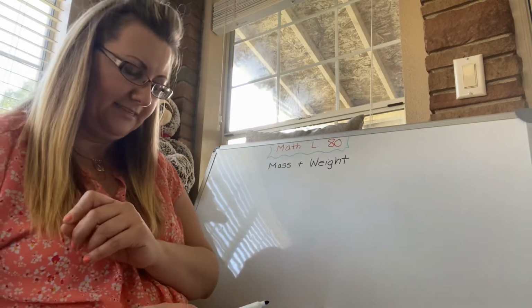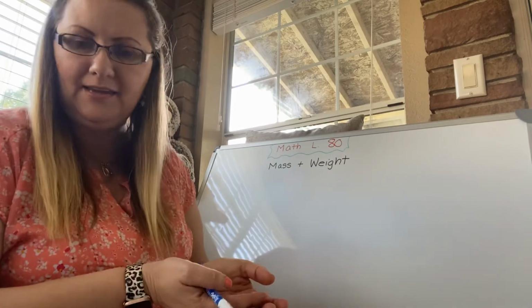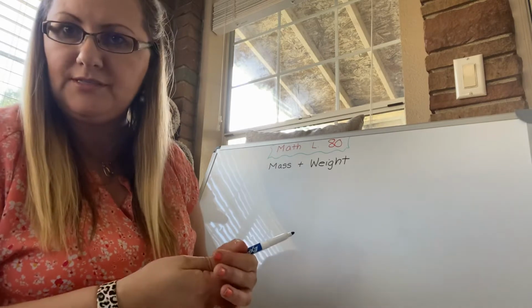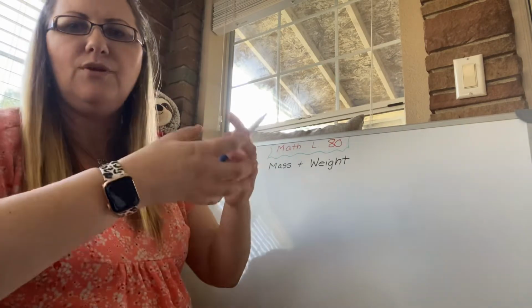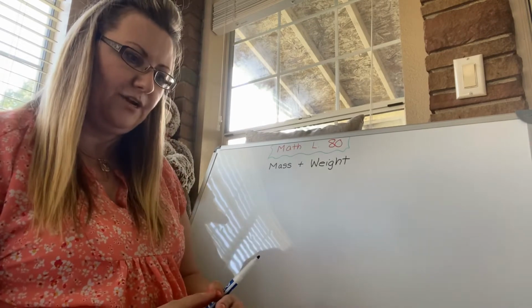Weight is slightly different. Weight shows how heavy an object is. It is the measure of the force of gravity on that object. So how much pull of gravity is there on that object?